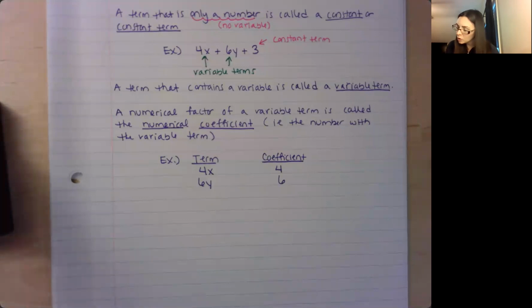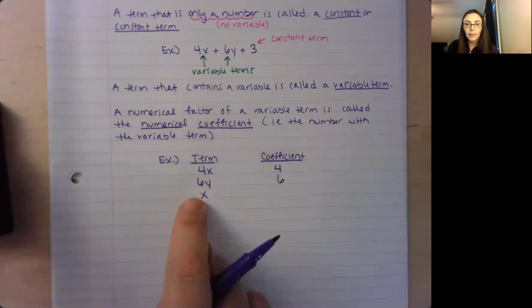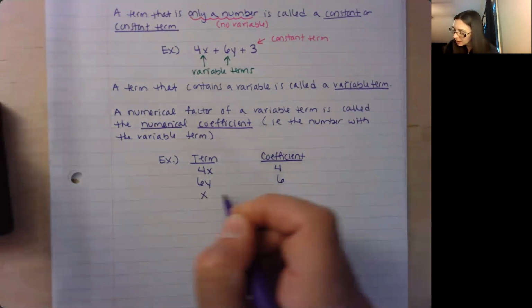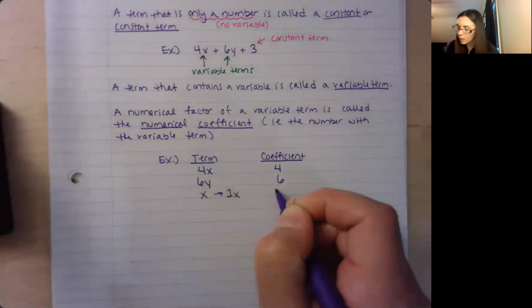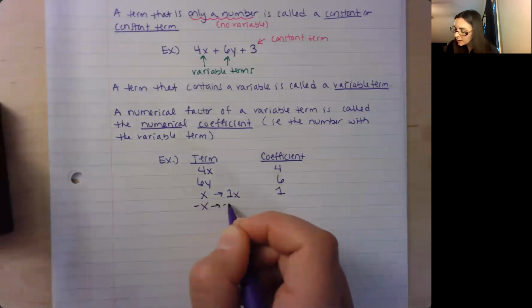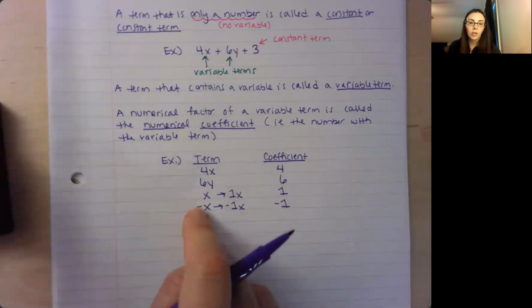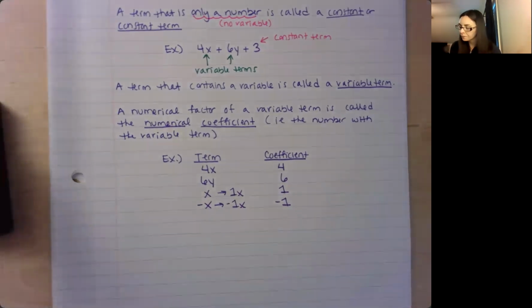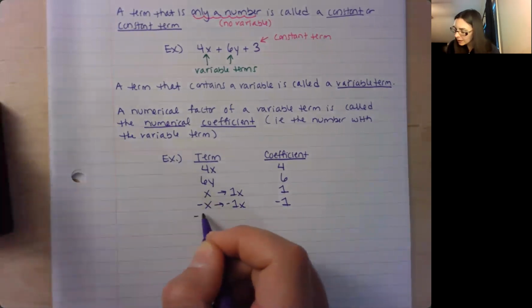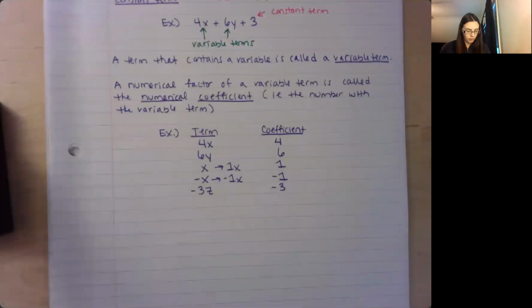If you have something written in, maybe you just have an example where it's just an x, there is a number out front, there's always a 1 being multiplied. So this is the same thing as 1x, so the coefficient is a 1. Or if you had a negative x, this is the same thing as negative 1x, so the coefficient is negative 1. We often don't put in coefficients of 1, so if you don't see a number there, it is there, it's just hidden. Or if I have the example negative 3z, my coefficient is negative 3. Okay, so your coefficient or your numerical coefficient is really just the number out front.